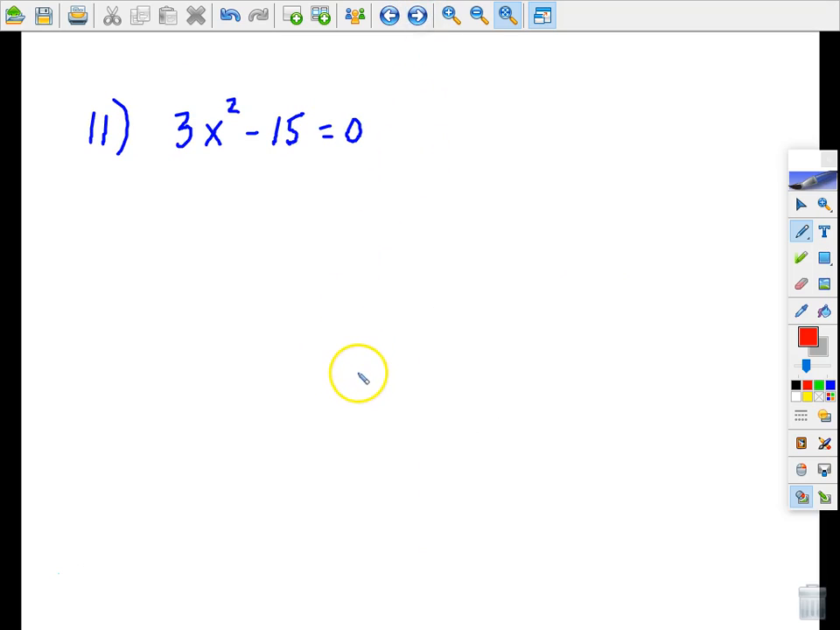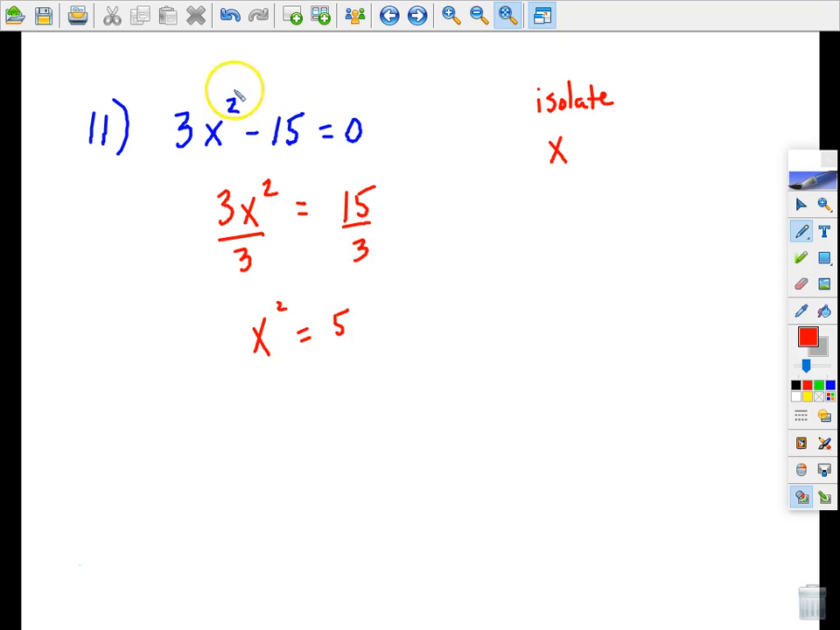All right, number 11, your directions change, and now you are solving by finding square roots. And just keep in mind that when you're finding square roots or solving by this method, you want to isolate x. In other words, get x by itself. So that's going to mean in this problem we're going to add 15 to both sides. Then we're going to divide by 3 on both sides. And remember, we're on the lookout for 2 solutions because that's the degree of this equation.